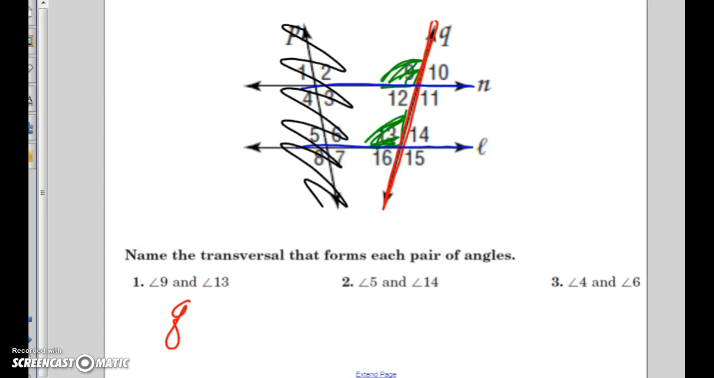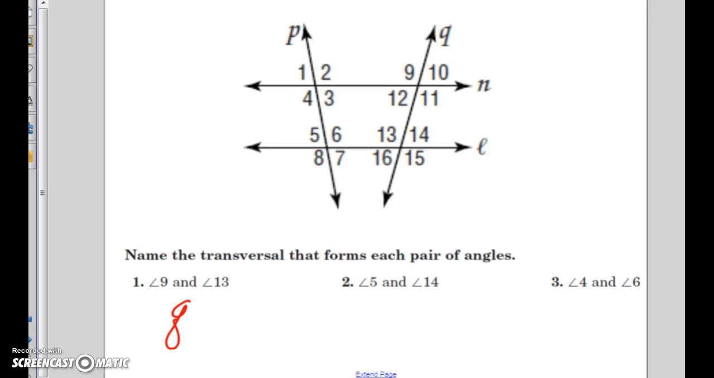What's the blue stand for? The blue are just two lines that go through the transversal. What's the green? The green is just the angles we're looking at. Good question. So I want you to look at the next one, 5 and 14. Just on your paper, don't call it out. 5 and 14.